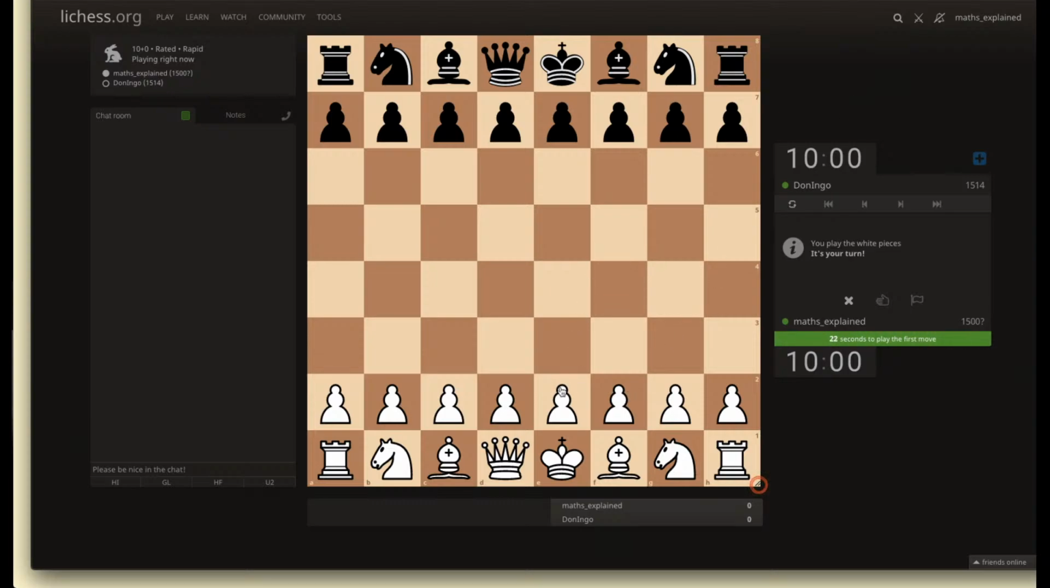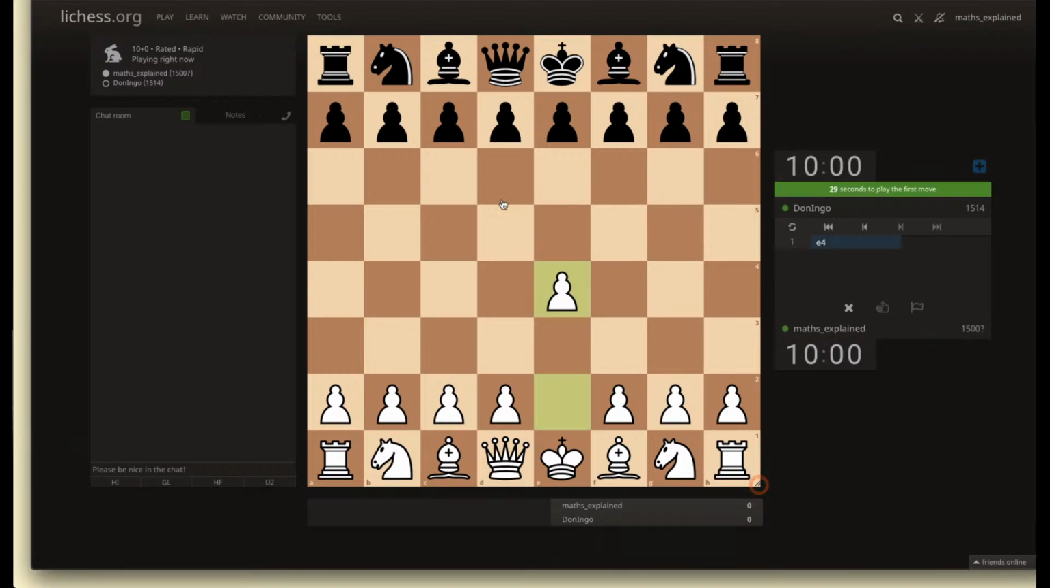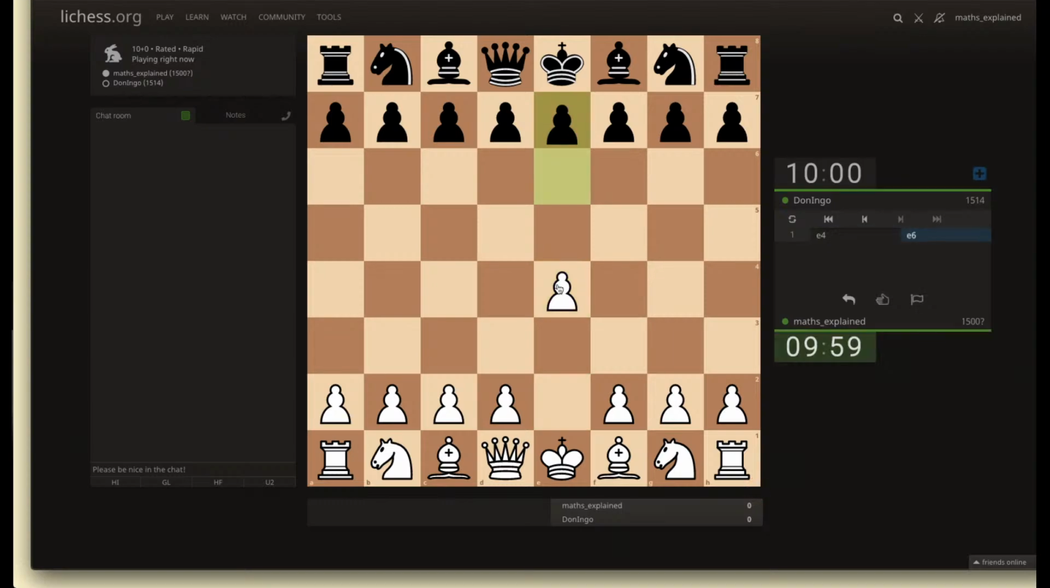All right, so I've got to go first, I think, because I'm white. The important point that I remember is that you need to control the middle of the board. So these 4 squares in the middle, if you can control them, it's like you control the entire board and then you win. That's all that I remember. Okay.